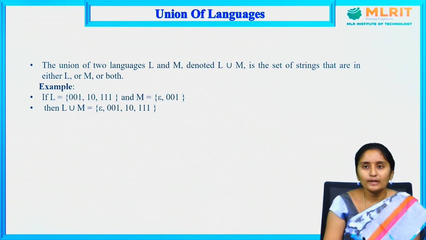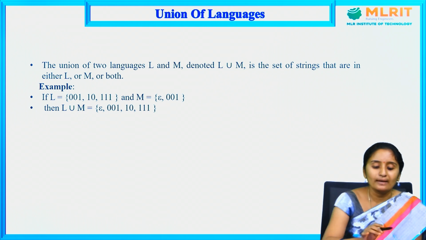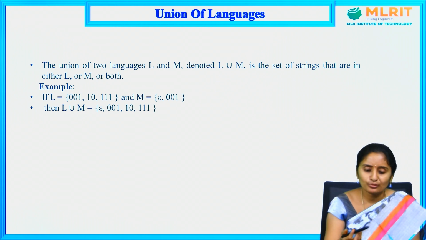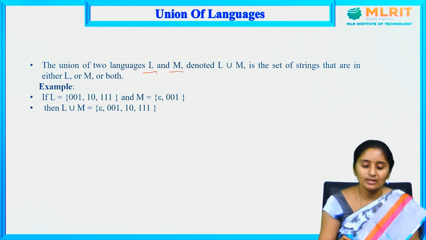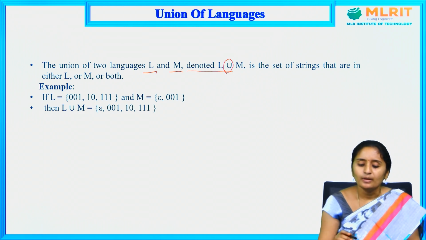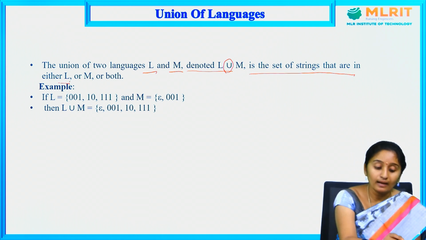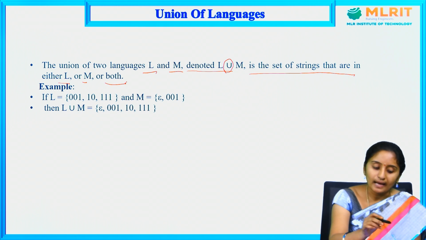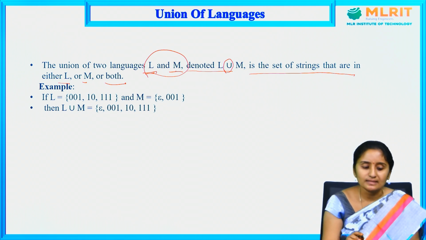So what are the operations that take place under language? Union of languages. We do union for 2 languages. Let us take 2 languages, L as one language and M as the other language. It is denoted by L union M. Union is nothing but L or M or both, the set of strings that are either in L or M or both. No duplicates are allowed here.